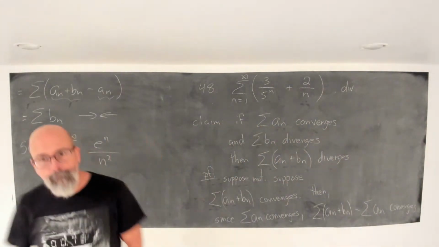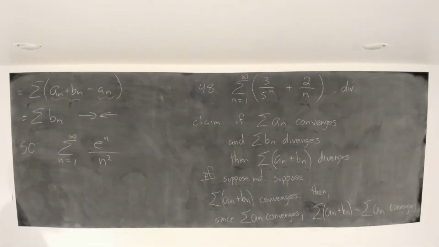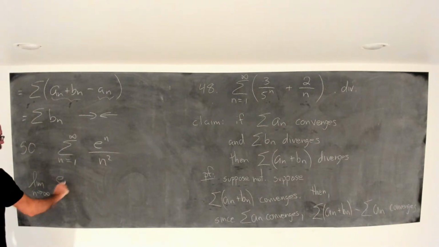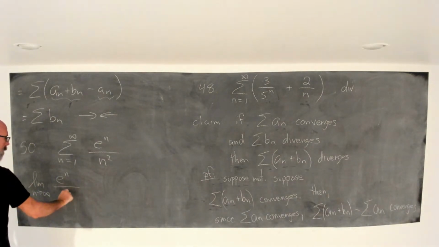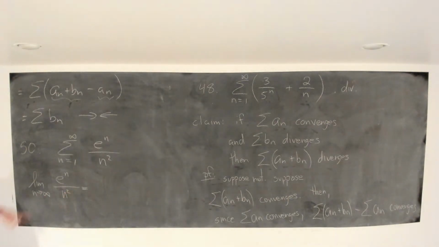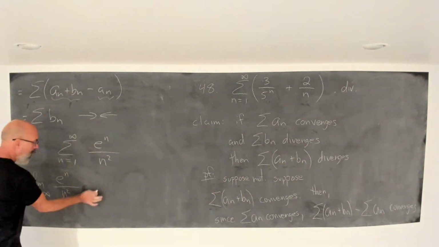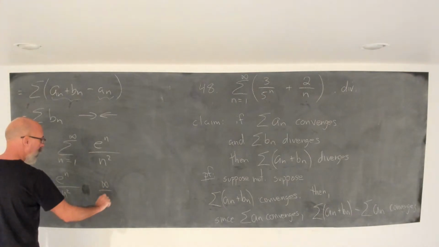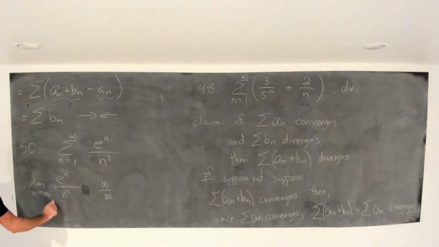Diverges, why? Yes, very good, diverges, but Ariel is suggesting maybe a divergence test. And this has the form infinity over infinity. So we're going to do a L'Hopital's rule.